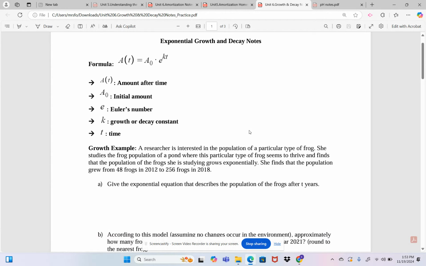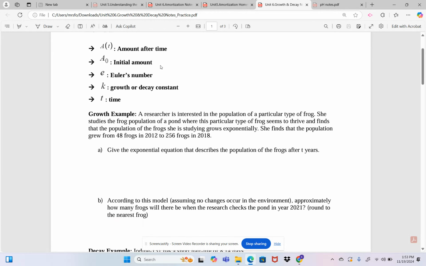All right, exponential growth and decay. The formula is here. Notice it again uses the E, Euler's number. It's a constant. A sub 0 is your initial amount. K is the growth or decay constant. T is time. All of this is within the problem. So we're going to do a few of these examples.